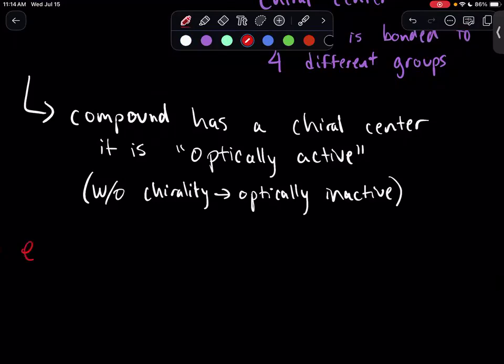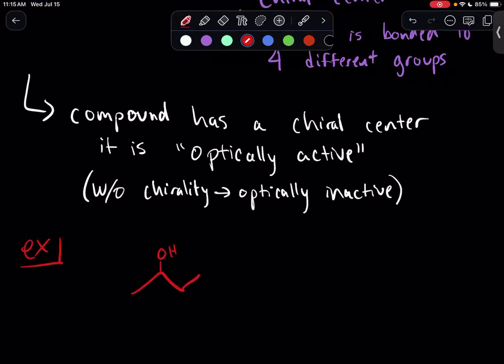So let's take an example of something that's optically active or optically inactive and see if you can figure it out. So I'm going to take 2-butanol, or butan-2-ol, versus pentan-3-ol. One of these is chiral, one of these is not. So one of these is optically active, one of these is not. Please pause the video, take a moment to figure it out.